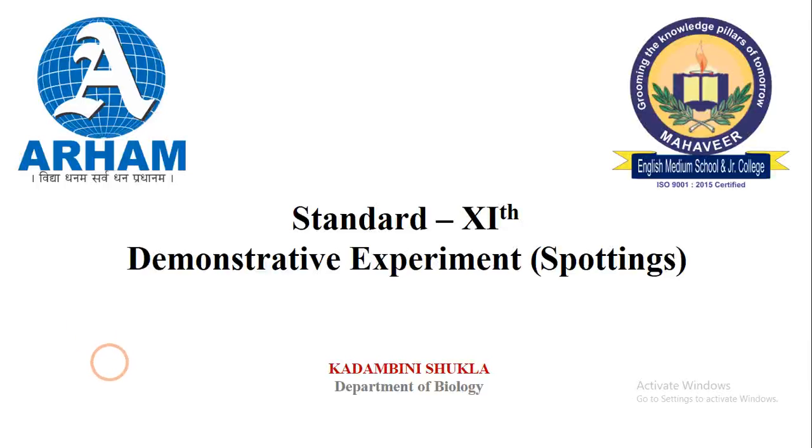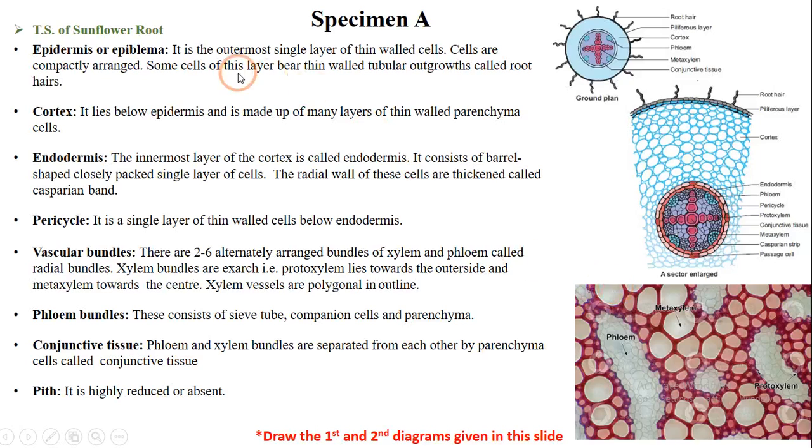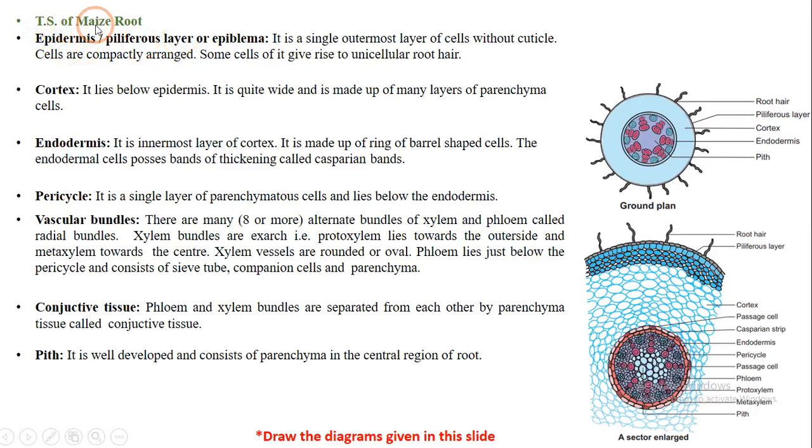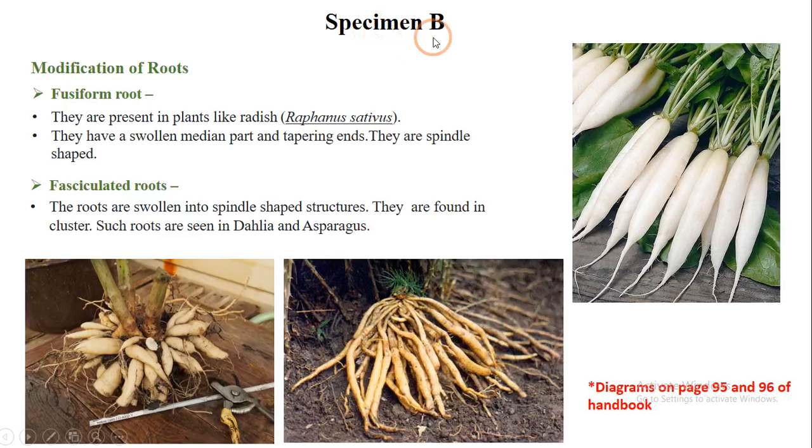Hello students. In the previous session we started studying the demonstrative experiments, and as I told you previously as well, these demonstrative experiments are also called spottings. In the previous session we studied spot A, where we studied two specimens. The first one is TS of sunflower root and the other one is TS of maize root.